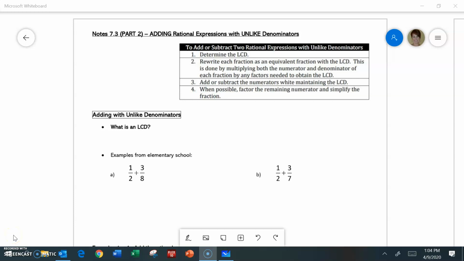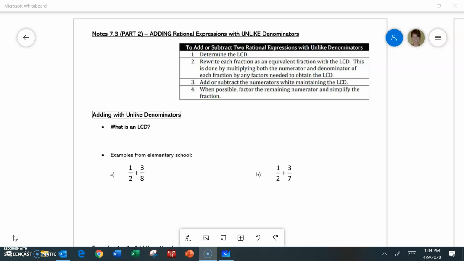All right, so now we're going to move on to part two of concept 7.3. And I split this into two parts, so we'll be doing subtracting next week. I'm not trying to overwhelm you. I just want to make sure you understand we're now moving on to adding rational expressions with unlike denominators. So this is going to be a little bit different.